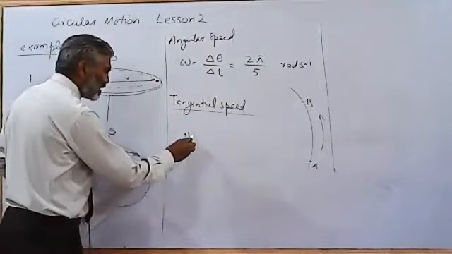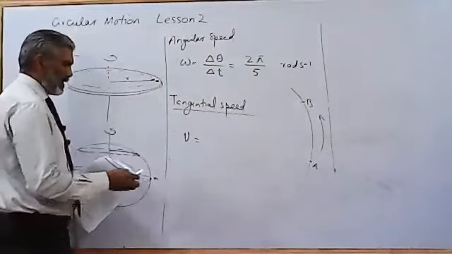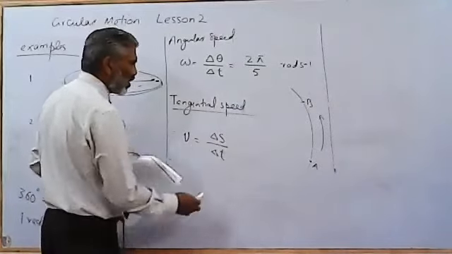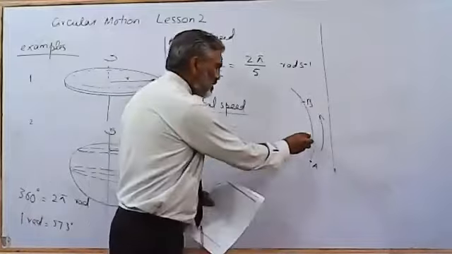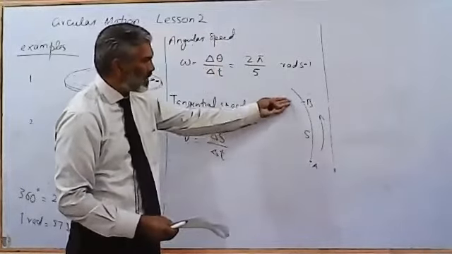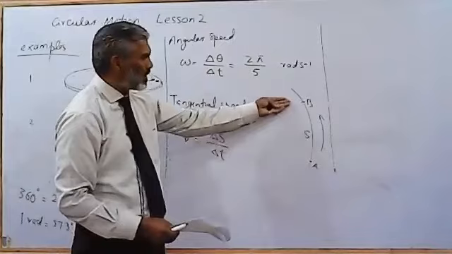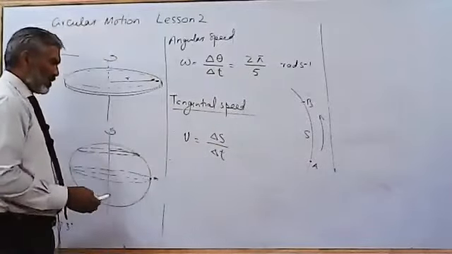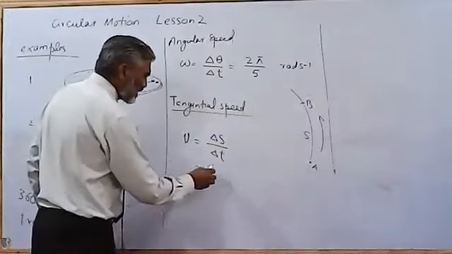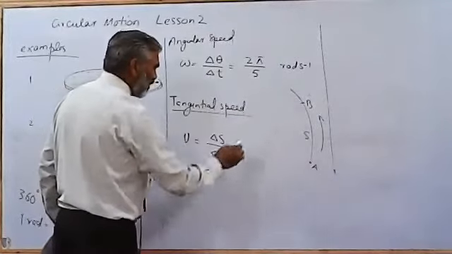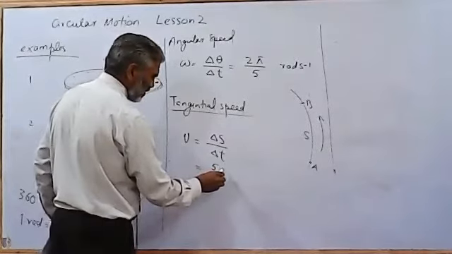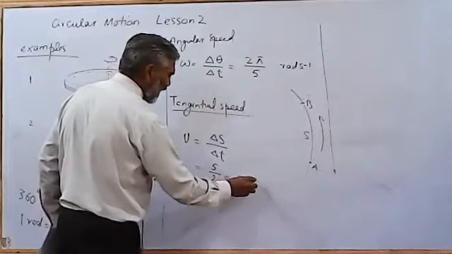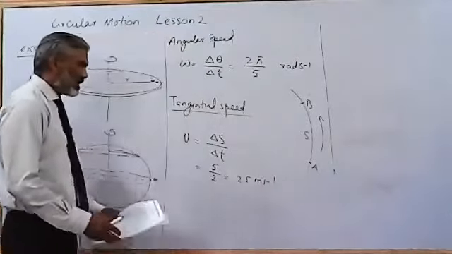Tangential speed is a more familiar concept. It is the rate at which the distance S is covered along the path. If this is S, this is obviously measured in meters. How many meters every second is covered is the speed. So this is the more familiar way of calculating speed. If, for example, this is a 5 meter distance covered in 2 seconds, we have 2.5 meter per second as the tangential speed.